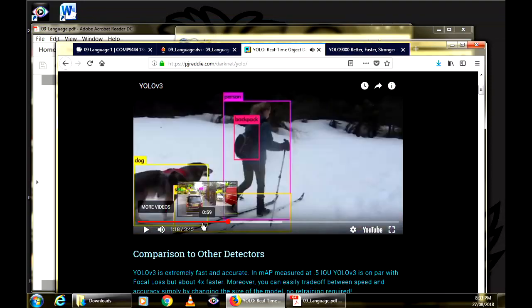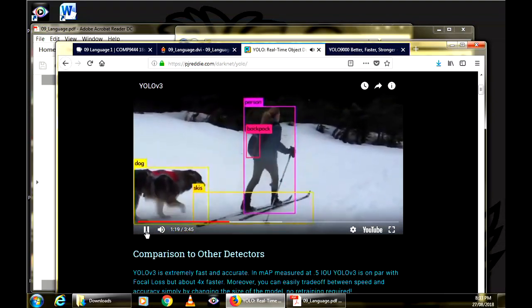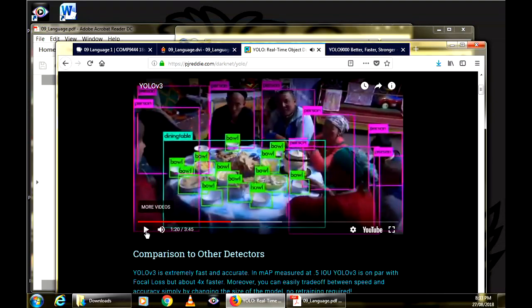So you could see the variety of this, right? What is she thinking? Dining table, bowls.